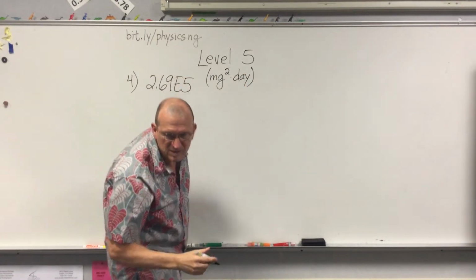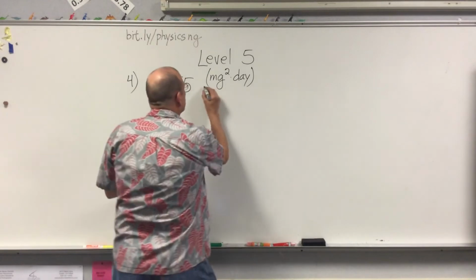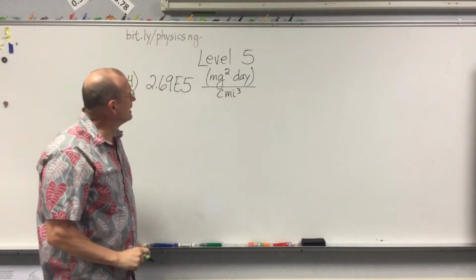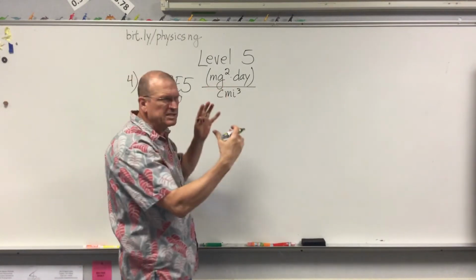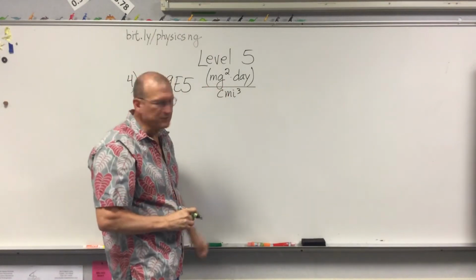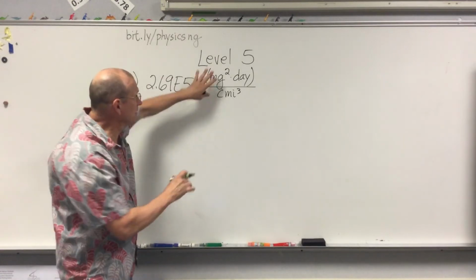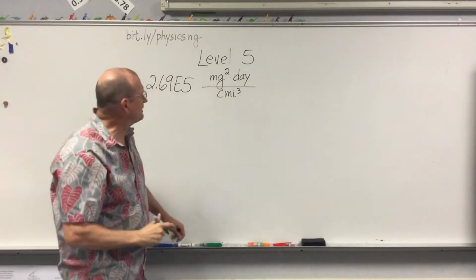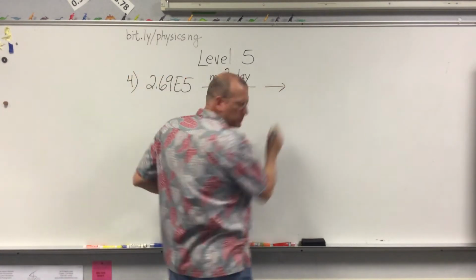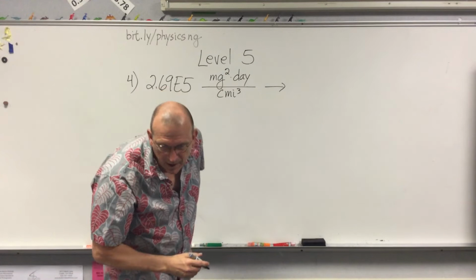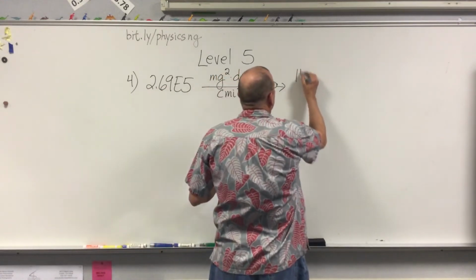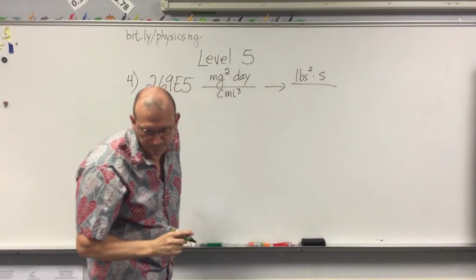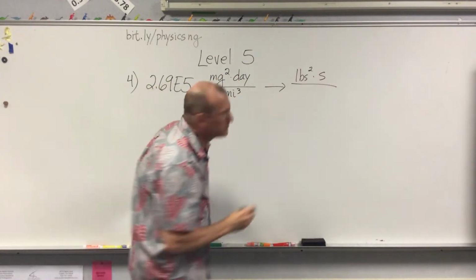And then we have the slash, and on the bottom we have centimile cubed. Okay? Now, I used parentheses to try and group things together, so hopefully you write them down the right way. Now that we have it, we don't need to do that. And what we are going to convert this to is pounds squared times seconds over kilometers cubed.